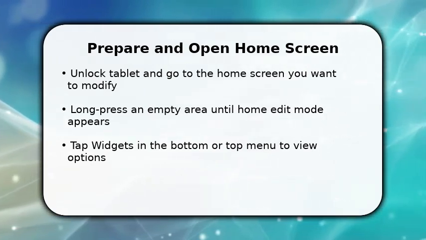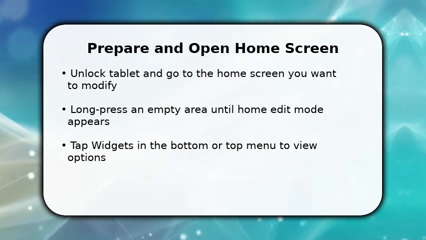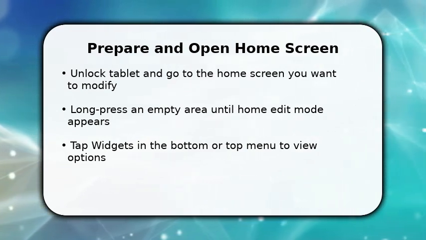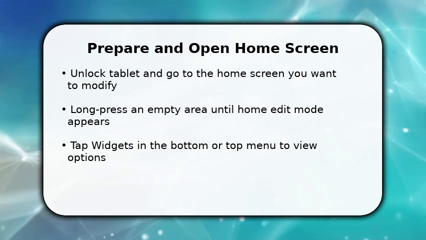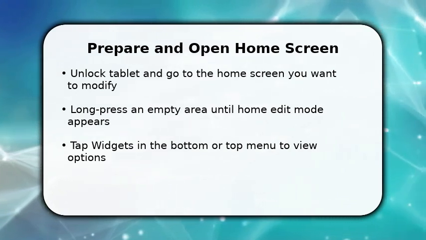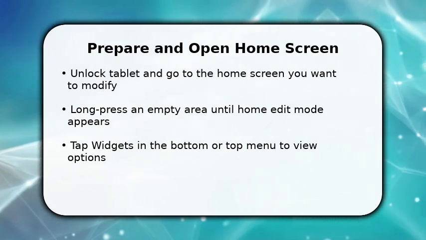You start by opening the exact home screen you plan to modify so widgets land where you expect them. Once there, long press any empty space to enter Home Edit mode. This reveals layout controls. Make sure to tap the widgets icon in the menu that appears. It lists available widgets from installed apps.